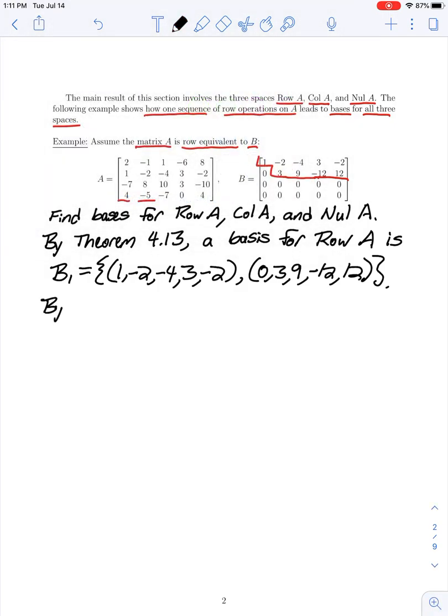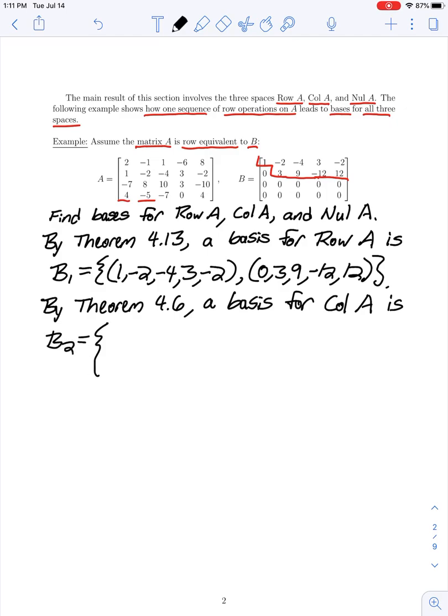That result was theorem 4.6 from chapter 4. So we can say, making use of that theorem, a basis for our column space of A is the set of vectors, I'll call it B2, consisting of the first two columns of the matrix A. Those are the pivot columns. 2, 1, negative 7, 4, and negative 1, negative 2, 8, negative 5.